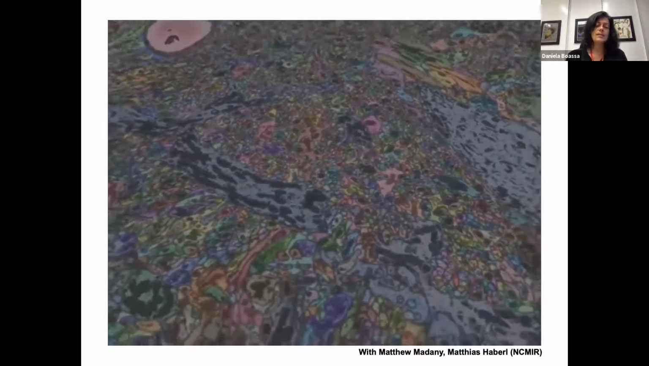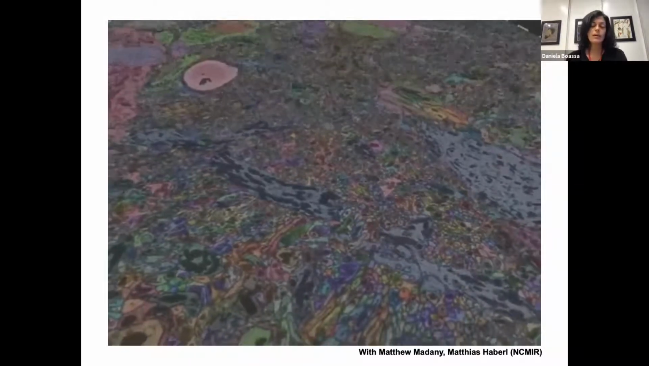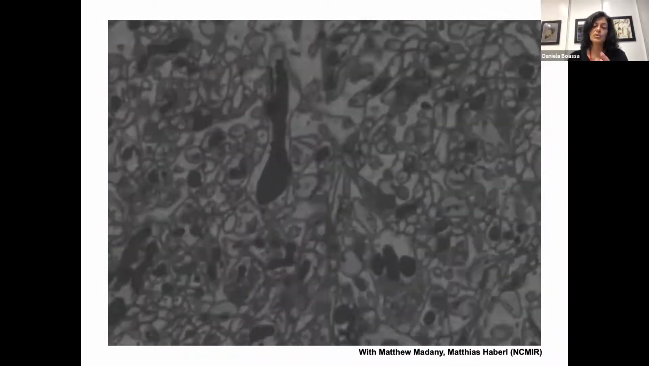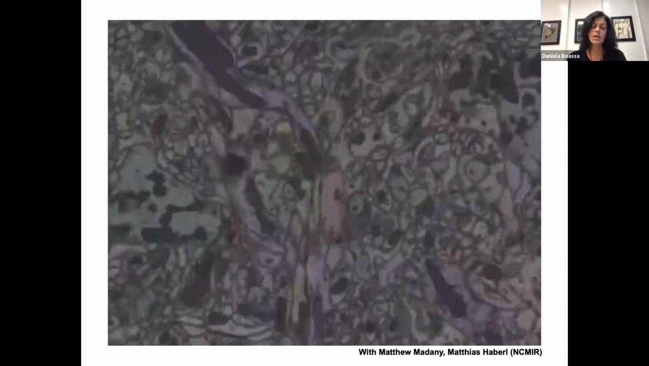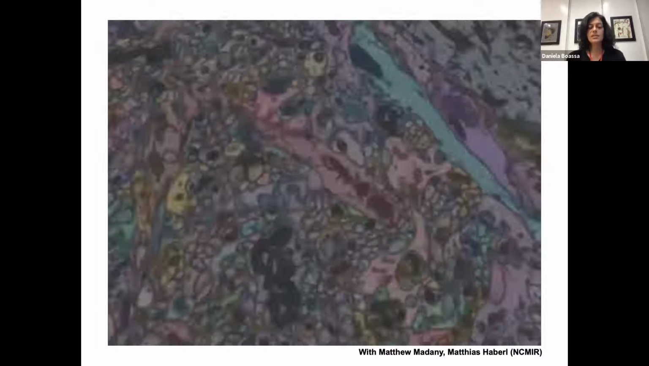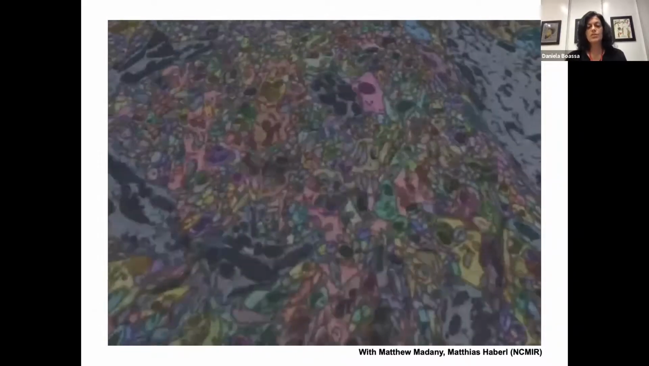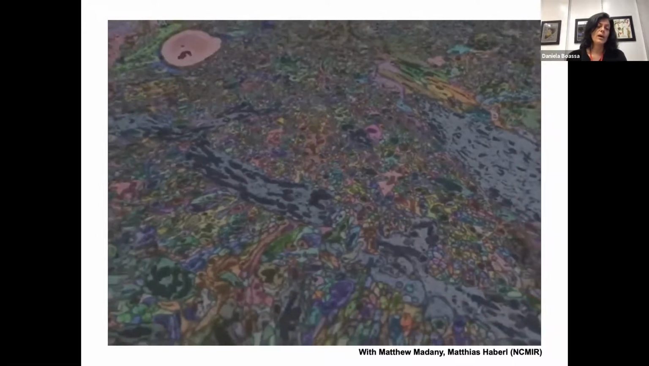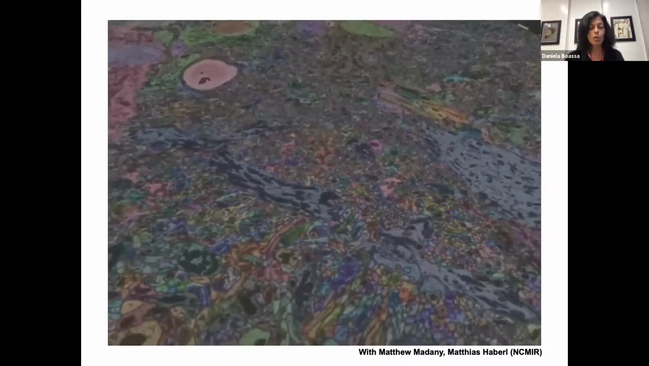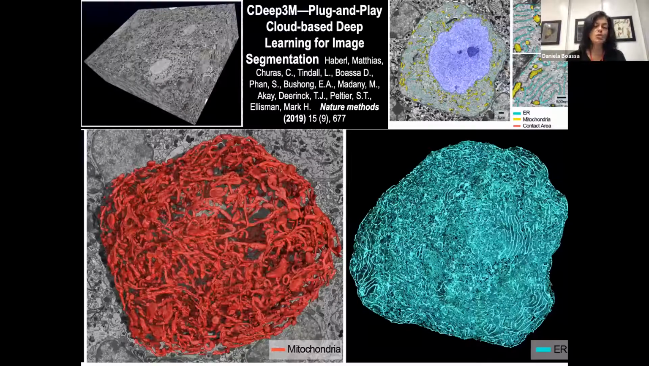processes. Now, accessing this information has been for a while a bottleneck, with many groups relying on the laborious manual annotation of students who spent a lot of hours to accomplish these tasks. And so more recently, various groups worked to resolve this problem, applying deep neural networks. And our group also found a solution, and this work was led by a former postdoc in the lab, Matthias Haberl, and we developed what we call CDeep3M. This is a cloud-based tool for image segmentation tasks designed for anisotropic data, such as the ones obtained with SBEM.